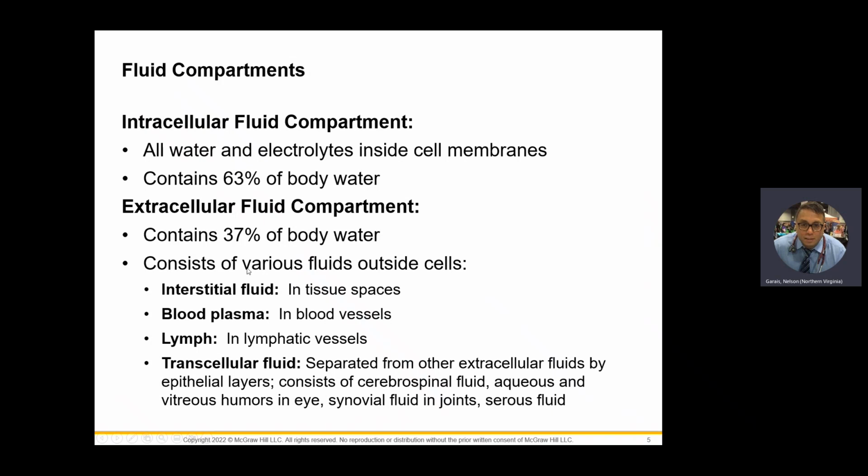Now, intracellular fluid is, of course, everything inside the cell, but for extracellular fluid, I want you to think of these four things. I put transcellular fluid in a separate category, but it is part of your extracellular fluid. Interstitial fluid is within the tissue spaces, blood plasma is in blood vessels, and lymph is just like blood plasma, same composition without the plasma proteins, and it is in lymphatic vessels.